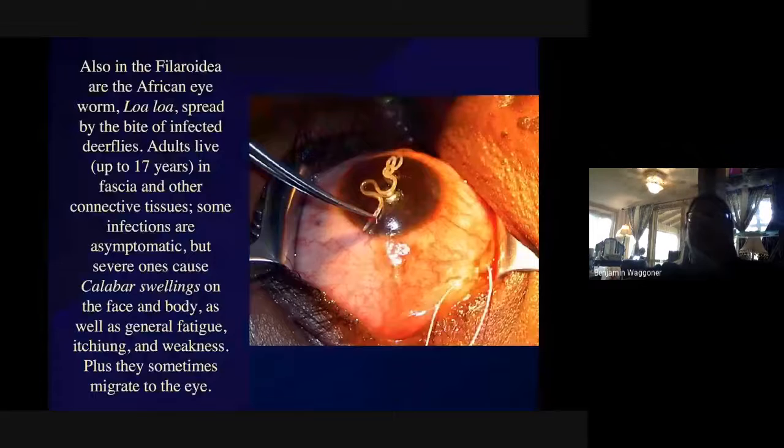Bad infections cause swellings on the face and body called calabar swellings, and also they sometimes migrate to the eye. We have a terrific chance to watch them swimming past.